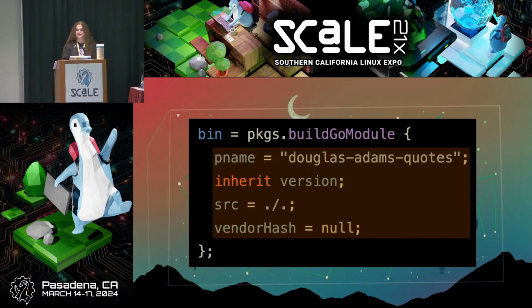And because I don't need anything other than the standard library in Go, because HTTP server and client is in the standard library, I can just pass null here. If you need external dependencies, you should probably use a tool like gomod2nix. I linked it in the description at the end of the talk.